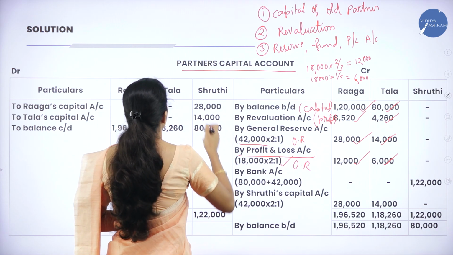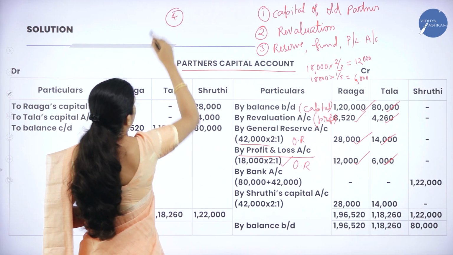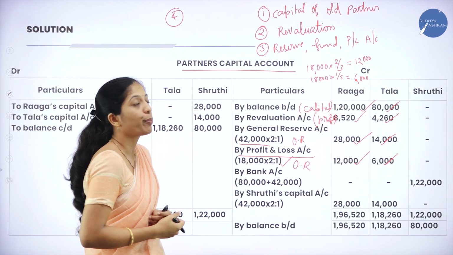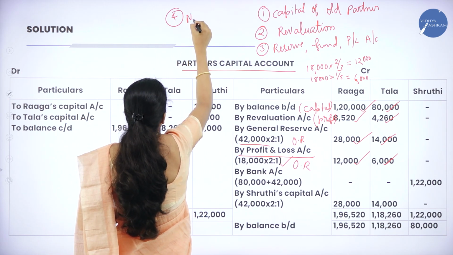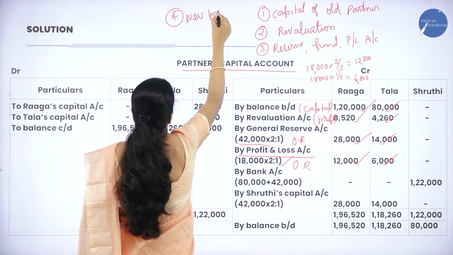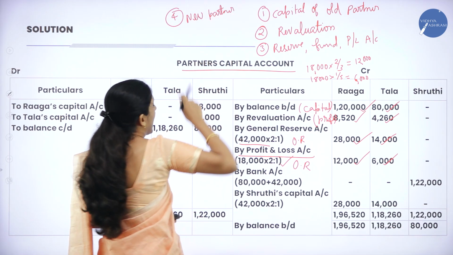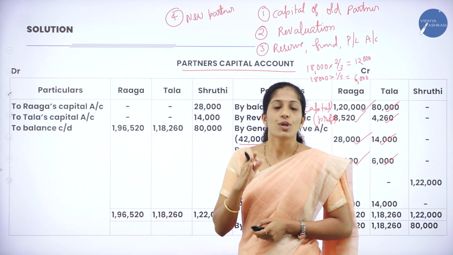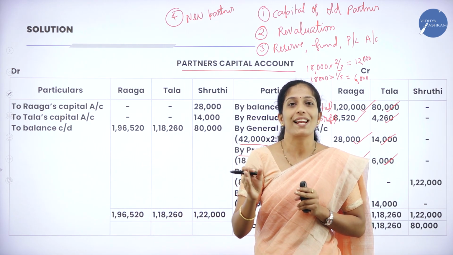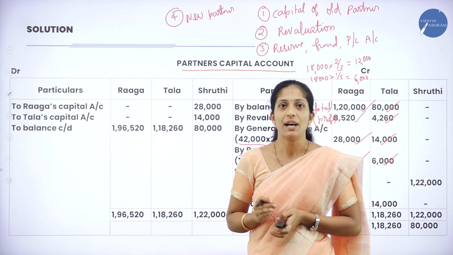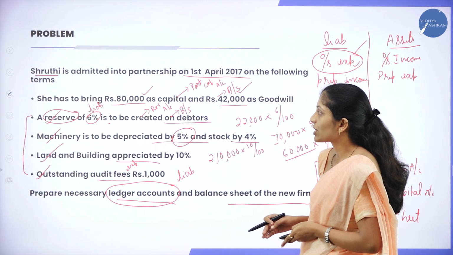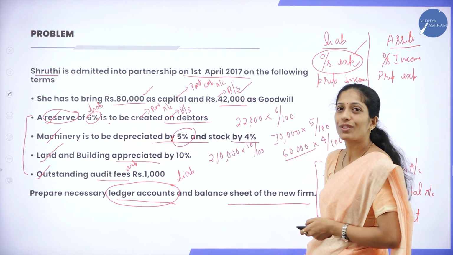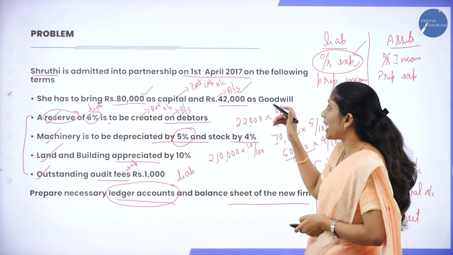Next, what is your fourth step? Now we are done with the entries relating to the old partners. Now record the entries of the new partner. A new partner has entered the partnership firm. Who is the new partner? Shruti. She has brought capital as well as goodwill during the admission of a partner. If you see the adjustment here, she has to bring 80,000 as capital and 42,000 as goodwill. Now we have to record this.